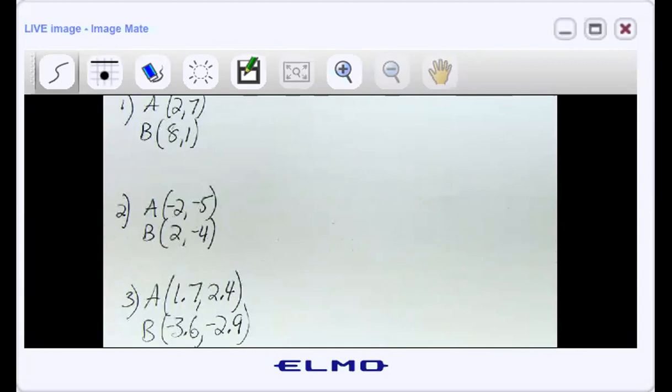Okay, let's see where we're at with number 1. So let me see who gets this one. They are not here. I always pick people that aren't here. Marissa, what did you get for number 1? What is your ordered pair for the midpoint?